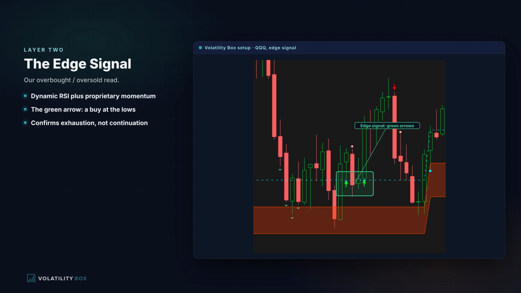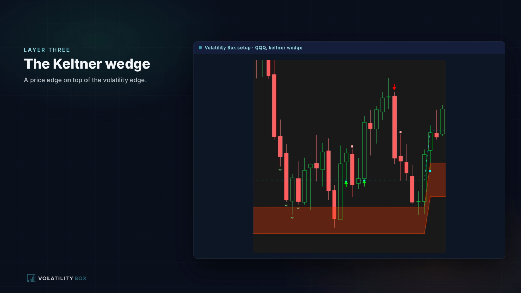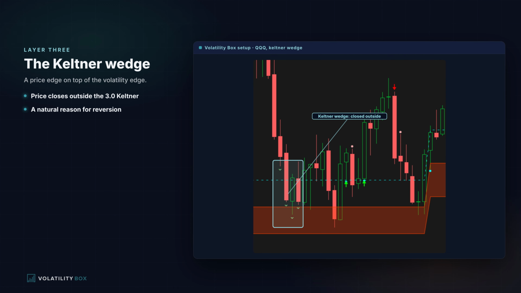Now, number 3 and 4 I would call optional, but I found they do help and they add an edge, especially if you're fine with adding a few more indicators to your chart. Number 3 is the Keltner channel wedges. In simple terms, all we're looking for with the wedges is when price is closing outside of the 3.0 Keltner channels. This tells us that we have this natural reason for a reversion to the mean. It's supporting what volatility is already telling us, but now, along with the volatility edge, we have a price edge as well.